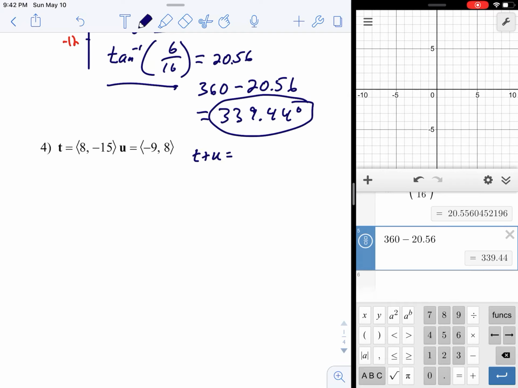What is that? Well, we can just go ahead and calculate it really quick. 8 plus negative 9 is negative 1. Negative 15 plus 8 is negative 7. So there's our resultant. If we want to draw this, what's it going to look like?